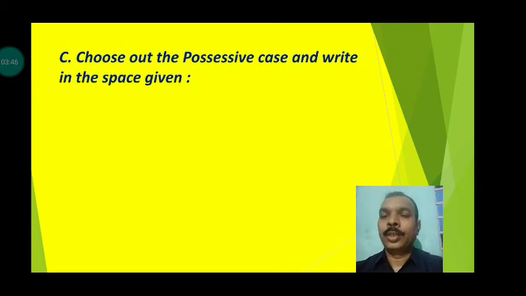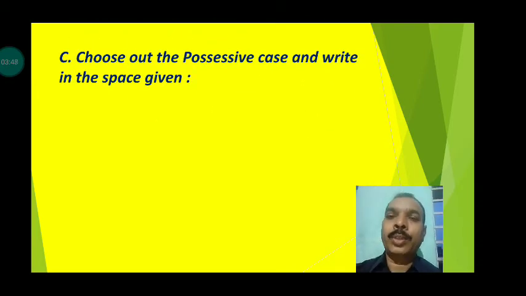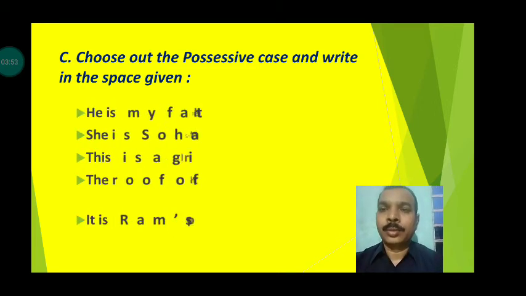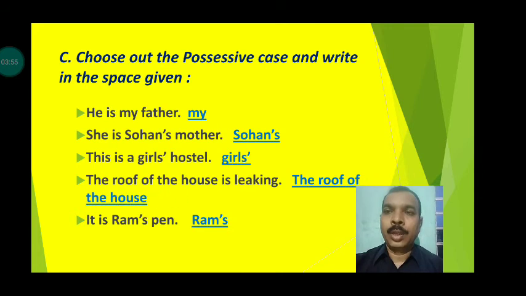C. Choose out the possessive case and write in the space given. He is my father. Answer is my. She is Sohan's mother. Answer is Sohan's. This is a girls' hostel. Answer is girls'. The roof of the house is leaking. Answer is the roof of the house.